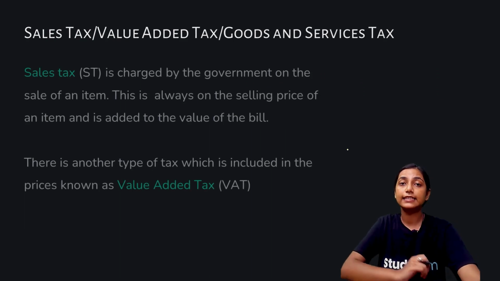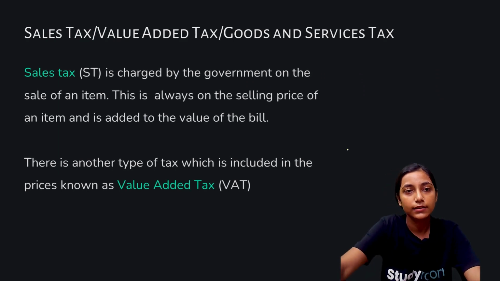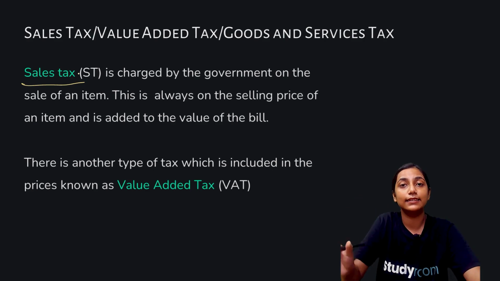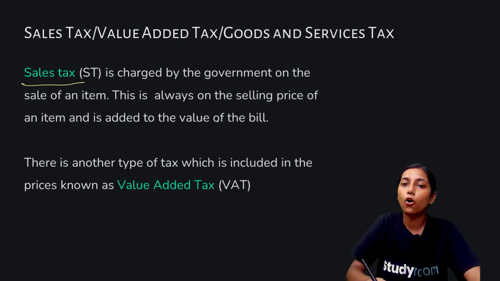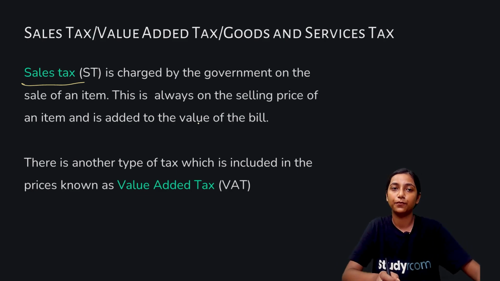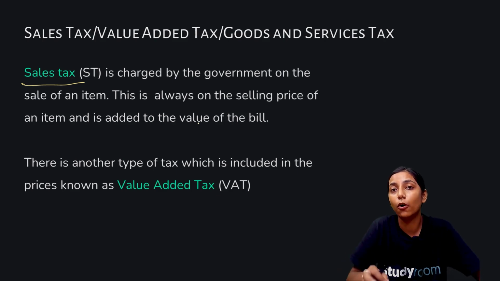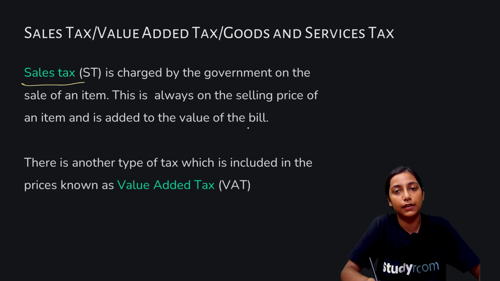Next up, we have sales tax or value added tax or goods and services tax. So what is this? First of all, what is our sales tax or ST? It is charged by the government on the sale of an item. So a sales tax is a tax or an amount that is charged by the government on the sale of an item. This is always on the selling price of an item and it is added to the value of the bill. This is what we are given about sales tax. And this sales tax is added to the value of the bill at last.